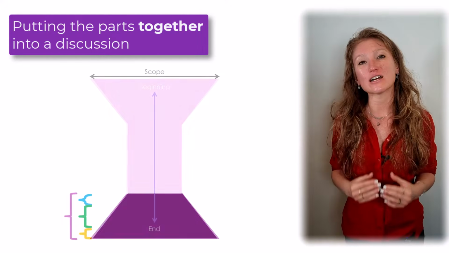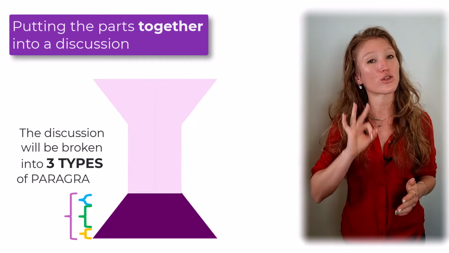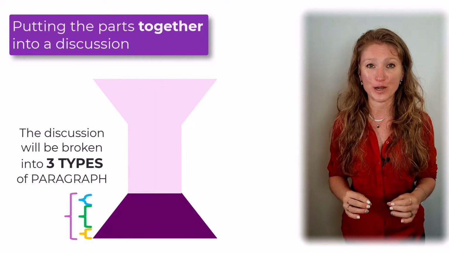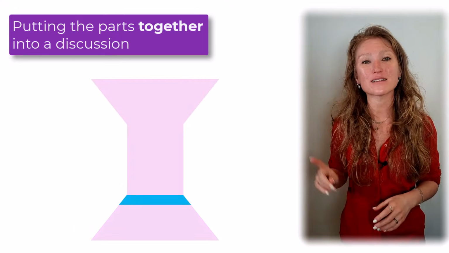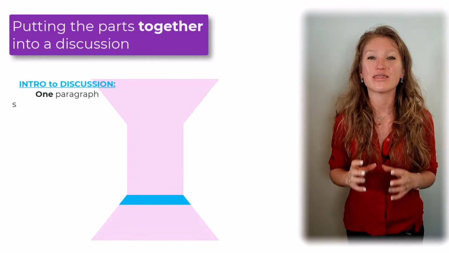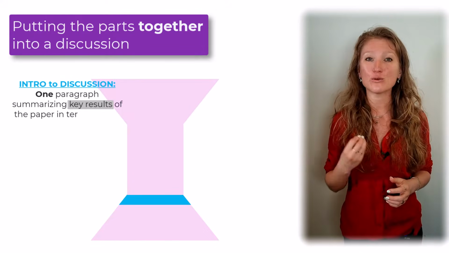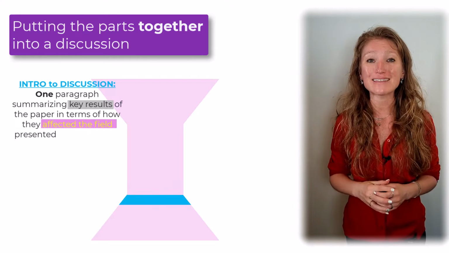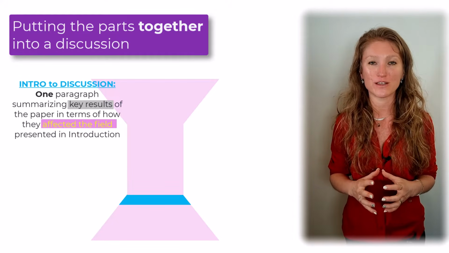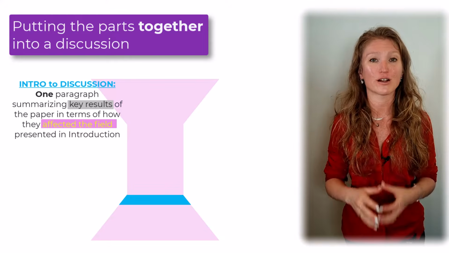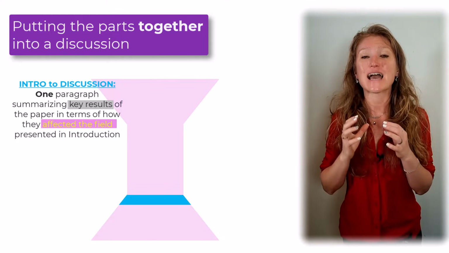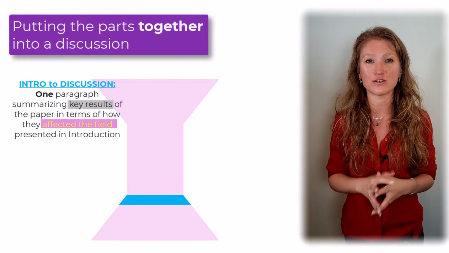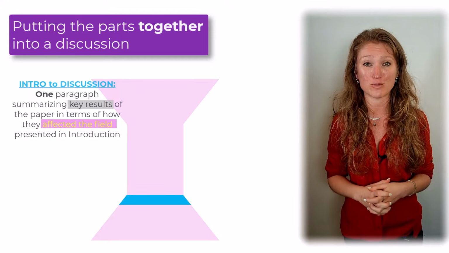The discussion section is going to be broken up into 3 distinct patterns of paragraph. The first one we're going to talk about is the introduction to the discussion. This paragraph is going to sum up the key results of the paper and relate them to the edge of current knowledge in the field. So this is going to show the reader the key parts of your paper and how they changed or modified the field that you present in the beginning of your research paper.